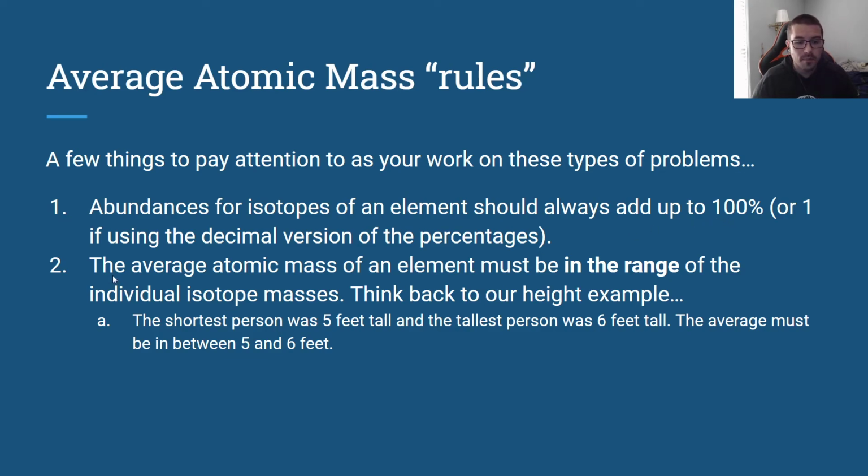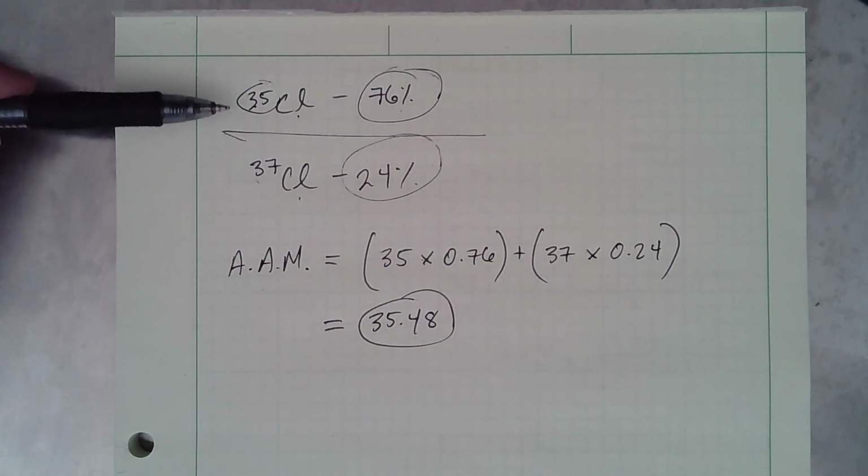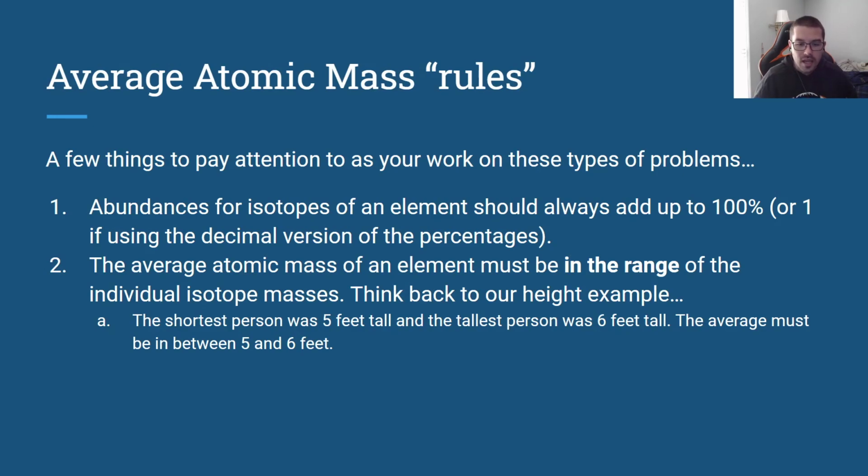Second rule, the average atomic mass for an element must be in the range of the individual isotope masses. So think about that, right? We just looked at an example. I'll show you one more time here. We were looking at two different versions of chlorine, right? Chlorine 35, chlorine 37. What that statement means is that the average atomic mass for chlorine must be in between 35 and 37. The average can't be less than 35 or greater than 37. It's got to be in the range of those isotope masses, right?